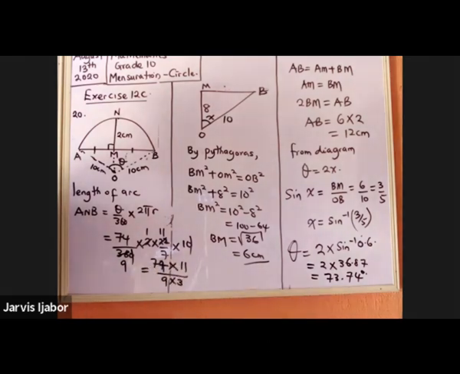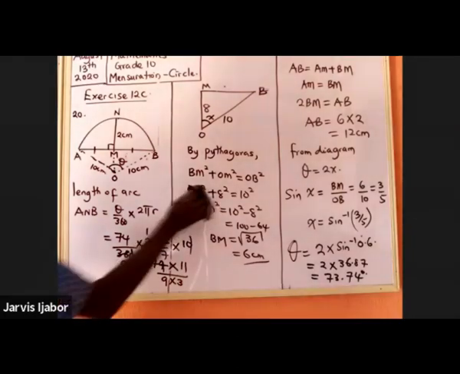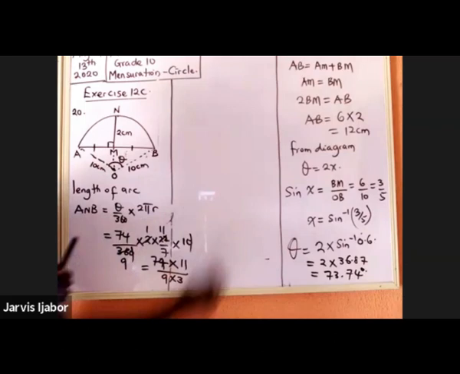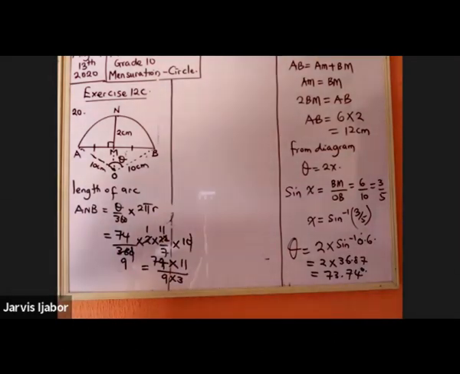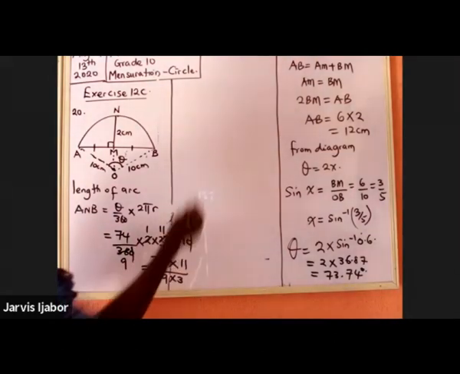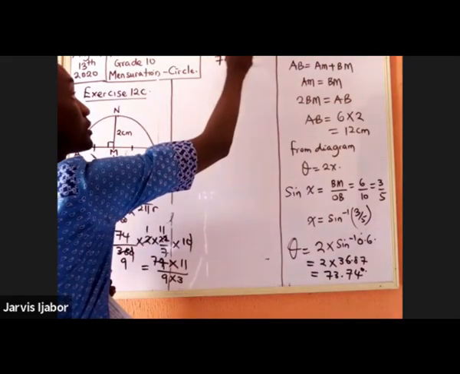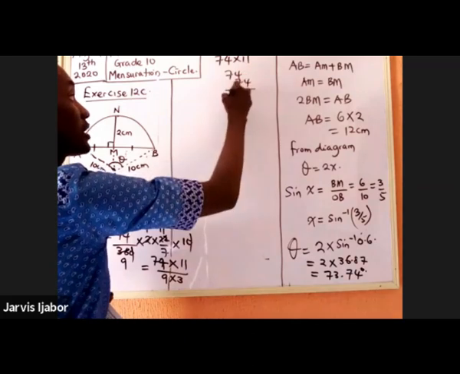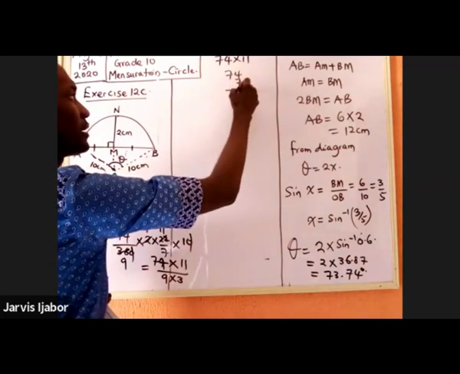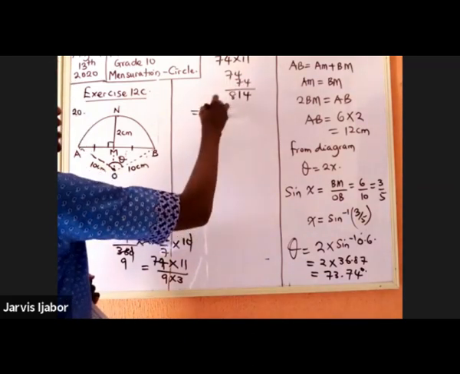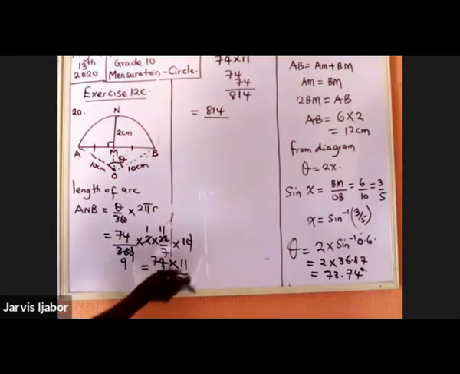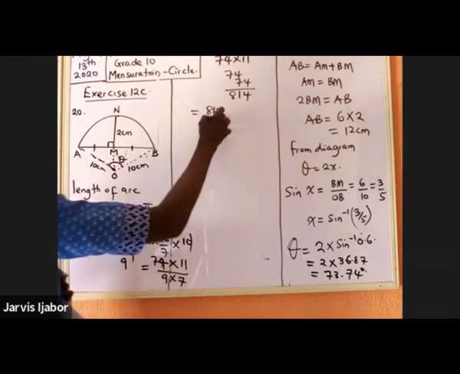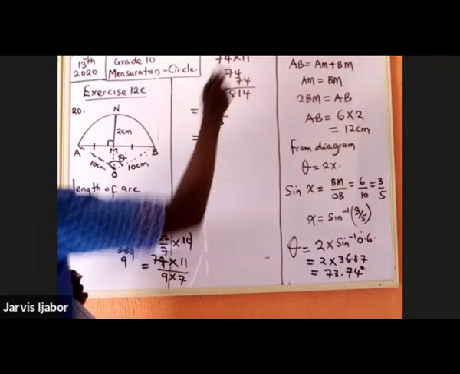All right. I want you not to be afraid when you see numbers. Most of the time, when some of us see numbers, the first thing that comes to our head is a calculator. You can actually process them. 74 times 11 is actually 814. So that will be 814 divided by 9 times 7, and that is 63.